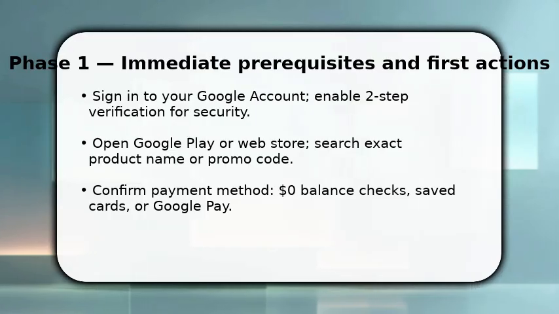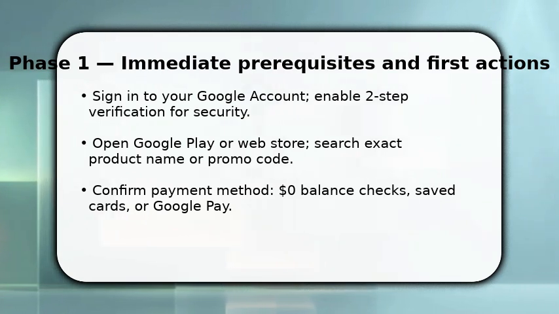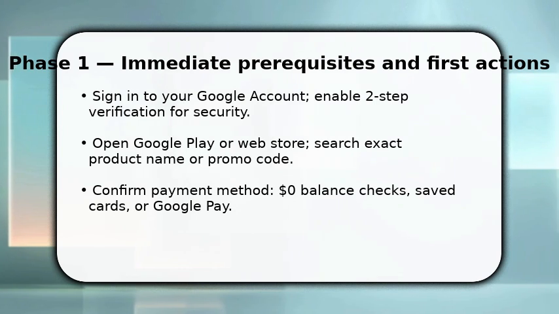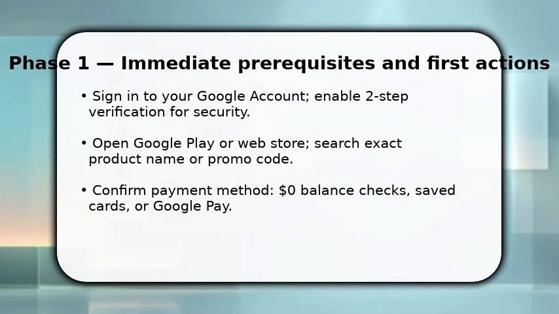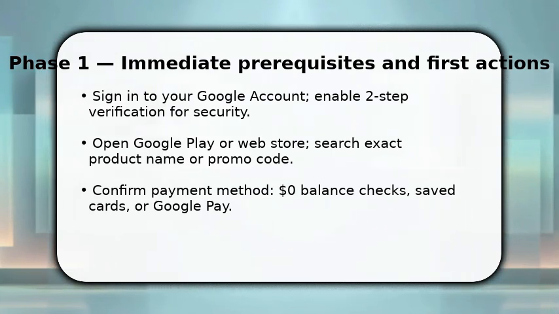You begin by making sure your Google account is ready. Verify email and enable two-step verification for immediate access. Once done, open the Play Store or the relevant Google service and search the exact item name or input any promo code you have. Make sure your payment method is confirmed. Check $0 balances, saved cards, and Google Pay settings, because purchases or freebies often require a valid payment method on file even when the charge is $0.